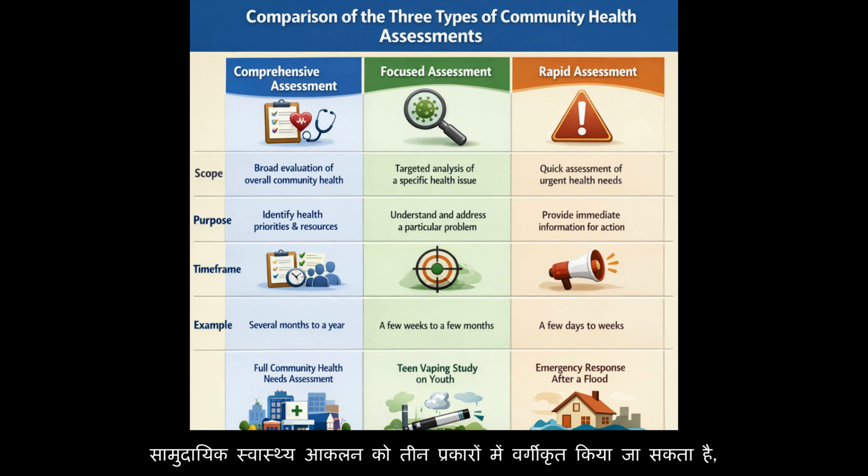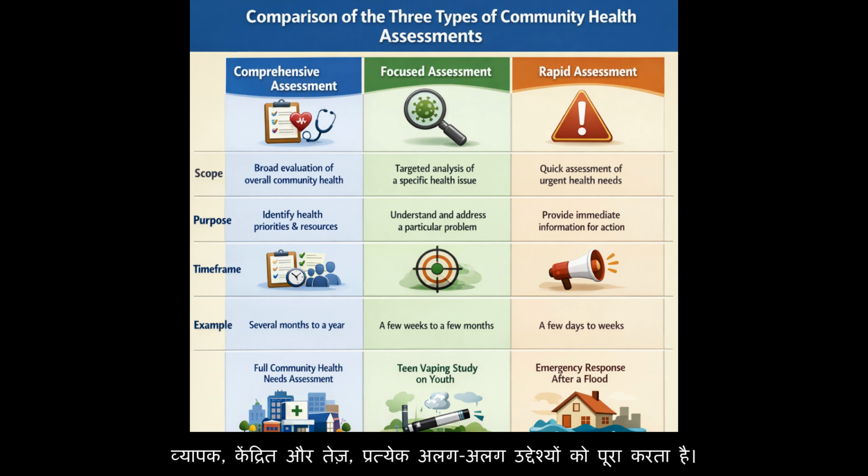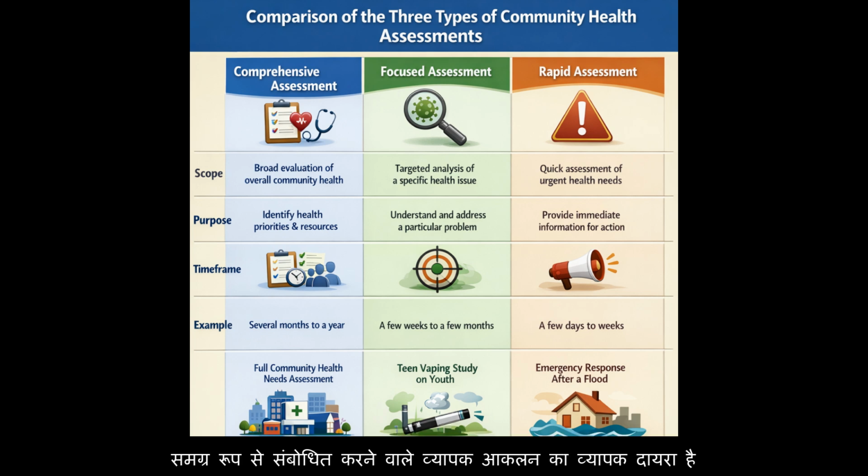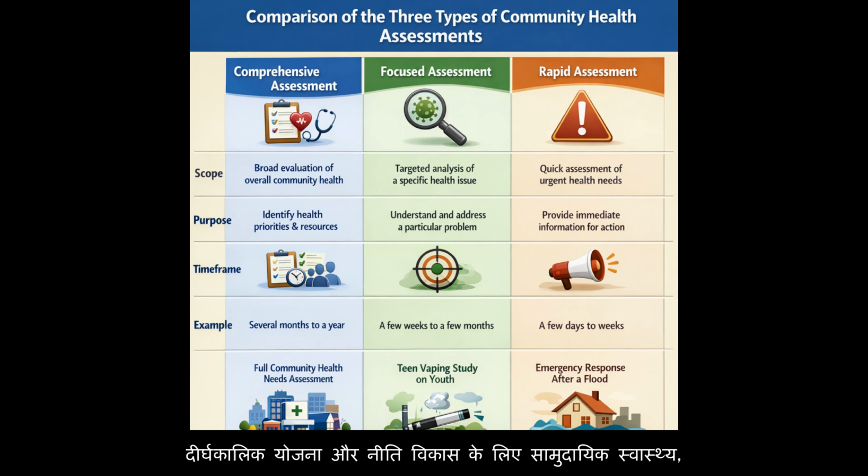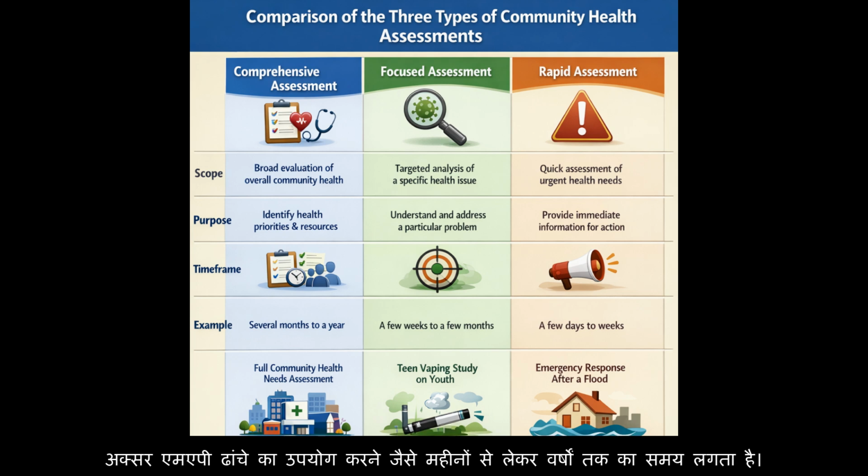Community health assessments can be categorized into 3 types: comprehensive, focused, and rapid, each serving distinct purposes. Comprehensive assessments have a broad scope, addressing overall community health for long-term planning and policy development, often taking months to years, such as using the MAPP framework.